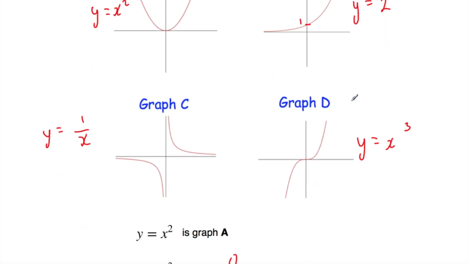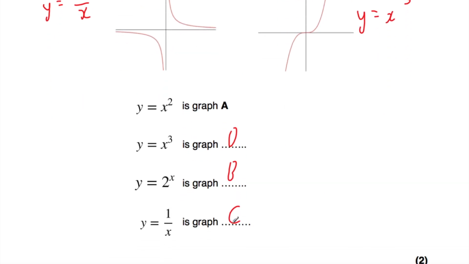So that's our reciprocal graph. Y equals 1 over x is graph C. And that's it. So that's our answer, D, B, C. Okay, and let's look at our last question.